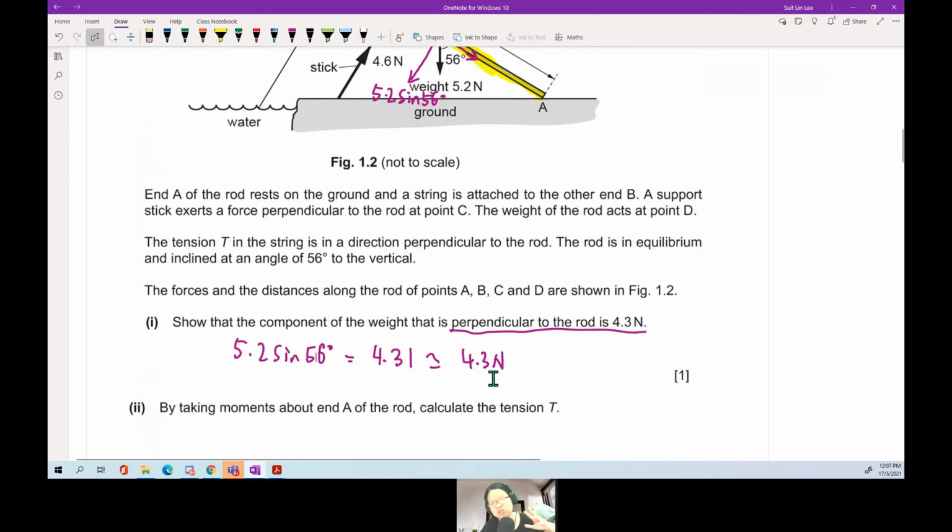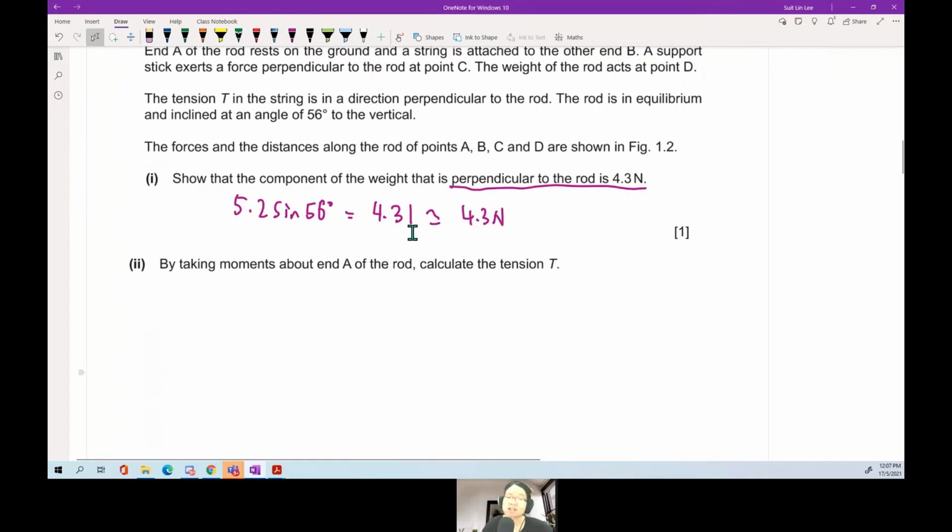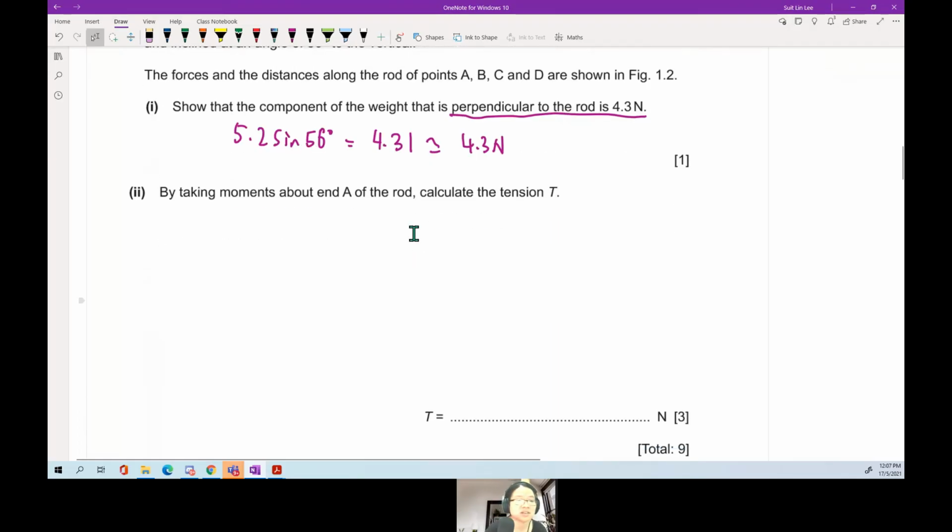You write 4.3 Newton to 2 SF, it's perfectly acceptable. If you want to increase to 3 SF, that also can, no problem. Just show you're working carefully. This question is very nice. They even tell you which moment to take.